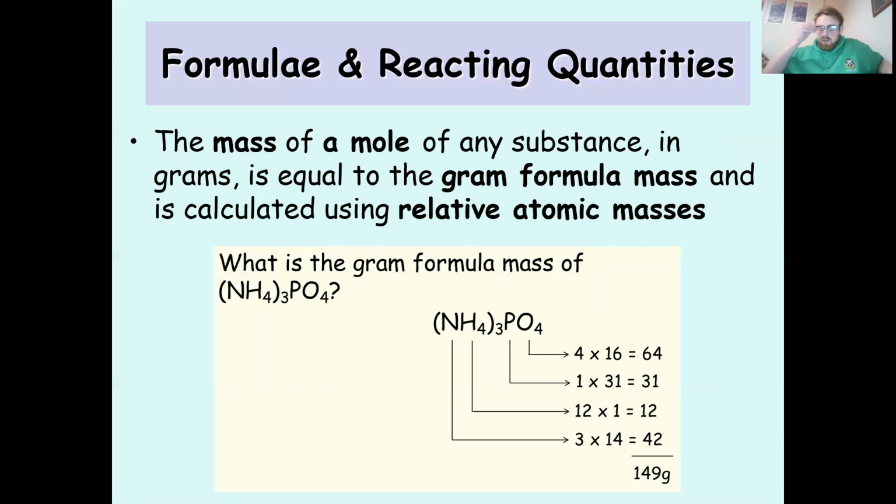Getting into some of the calculations, remember the mass of a mole of a substance in grams is equal to the gram formula mass and is calculated using the relative atomic mass. A mole is just a number, okay? A mole is just a certain number of atoms or molecules. You don't need to know what that number is. However, 1 mole of one substance will have the same number of molecules as 1 mole of another substance. That's how we can then compare the masses of the molecules.